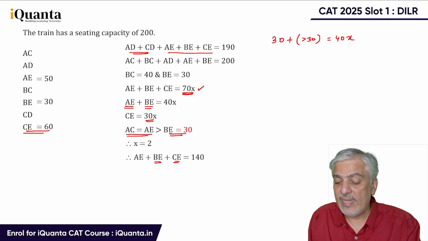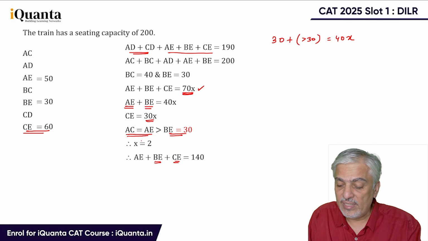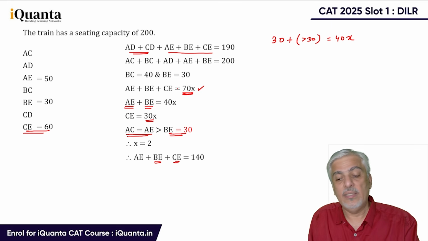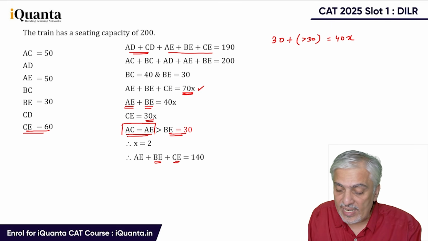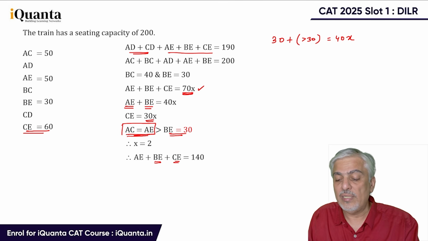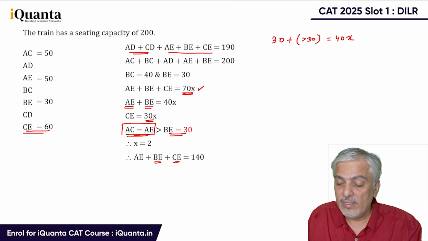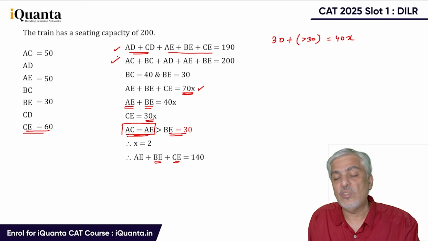Now, how did I get AE as 50? Let's check. AE, yeah, we just said 50. Now, let's go further. How did we get AC as 50? Because AC and AE were equal. So AC also became 50. Okay. Now, let's take these two equations. These two equations are now going to get you all the others of them.